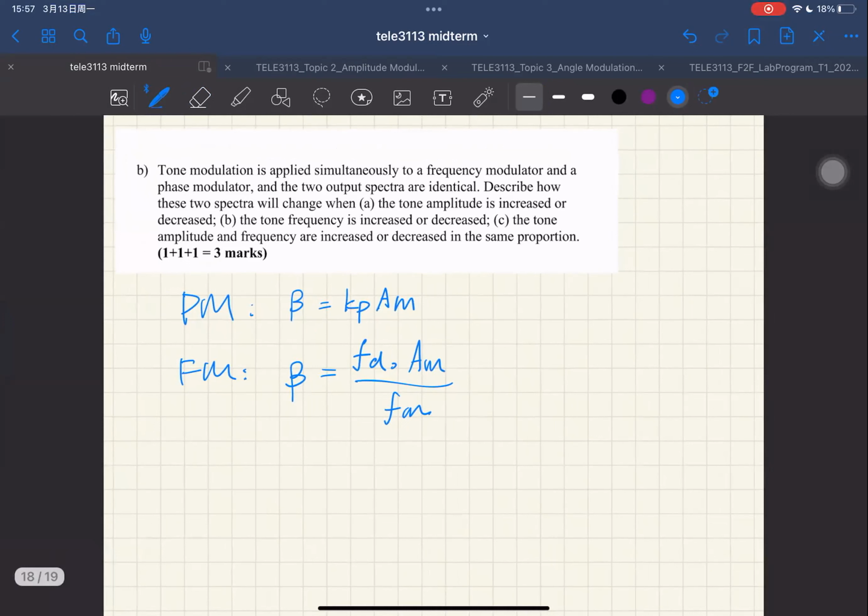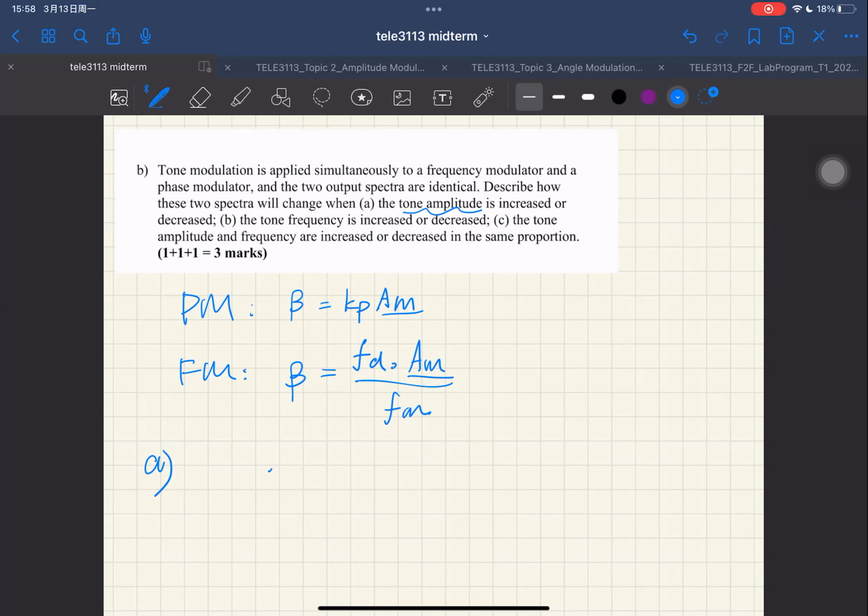So for part A, it says the tone amplitude increases or decreases. What effect will the tone amplitude increase or decrease eventually cause to your output spectrum? For part A, because you only look at your tone amplitude, which is an Am value, you are not changing your frequency or whatever. You only change your Am. So this will only cause your tone amplitude to be increased or decreased.